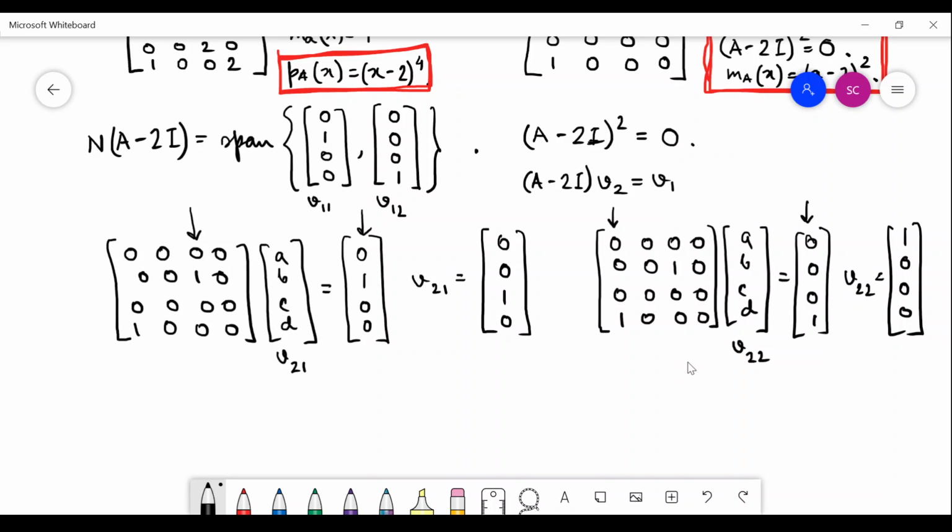Right? So let me just check with my notes that we are doing it correctly. 0, 1, 0, 0, then v12, v11 for this.